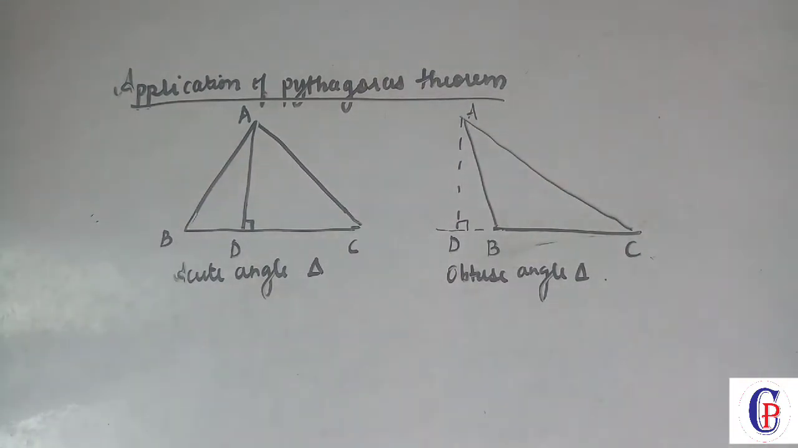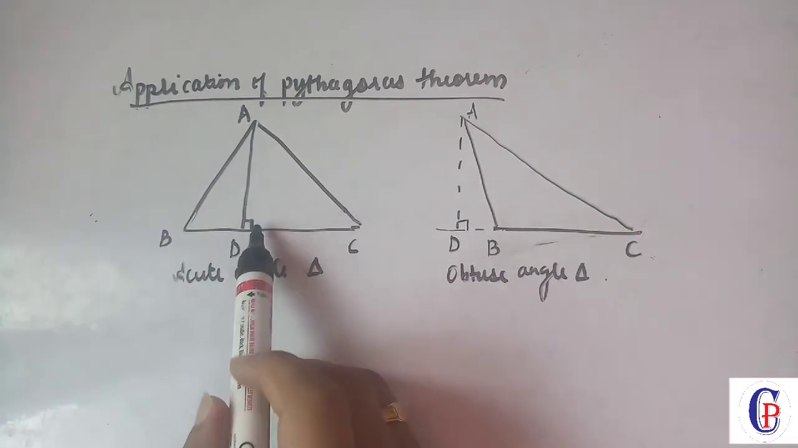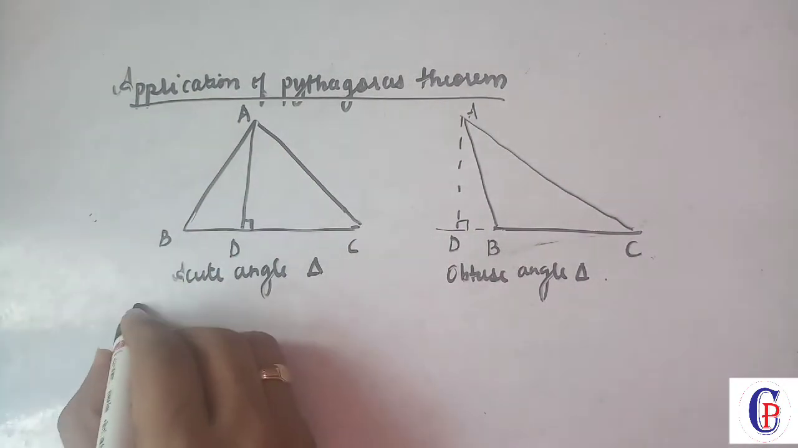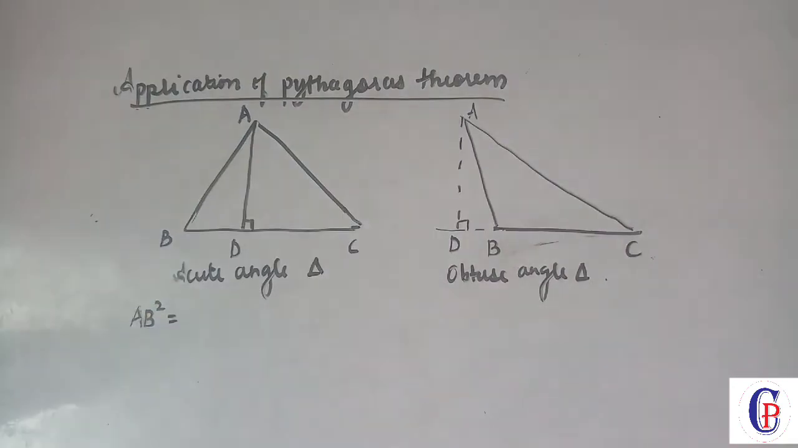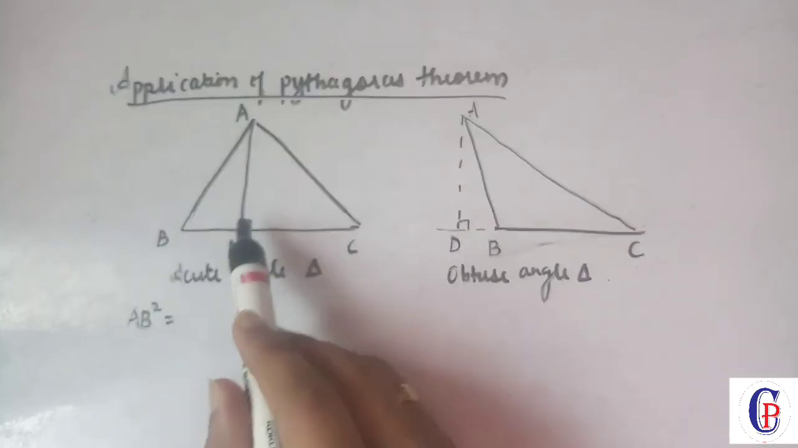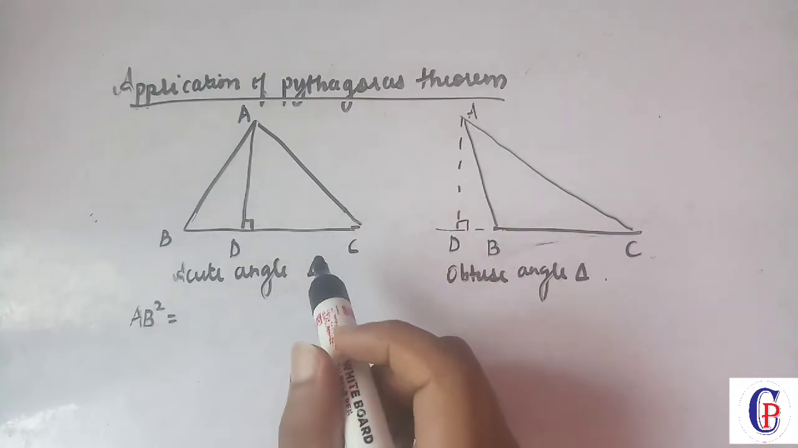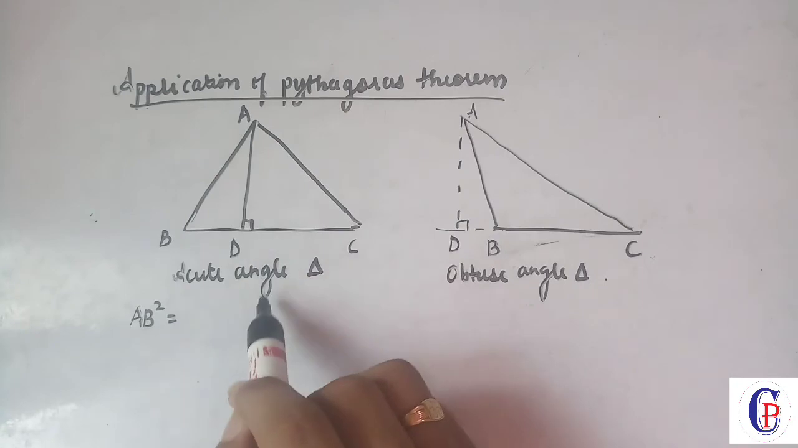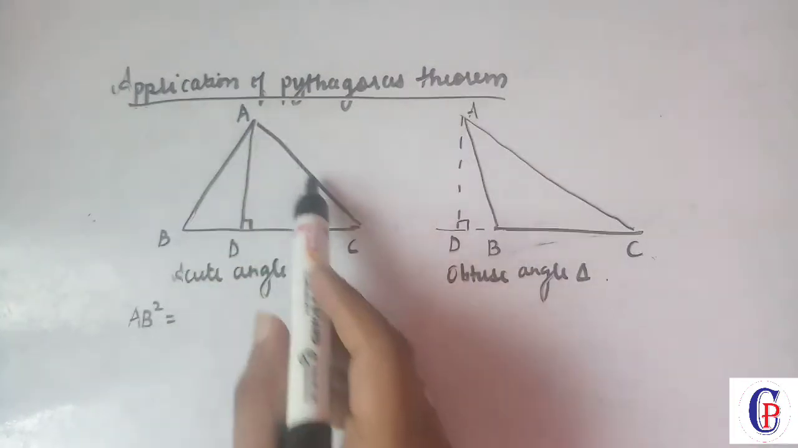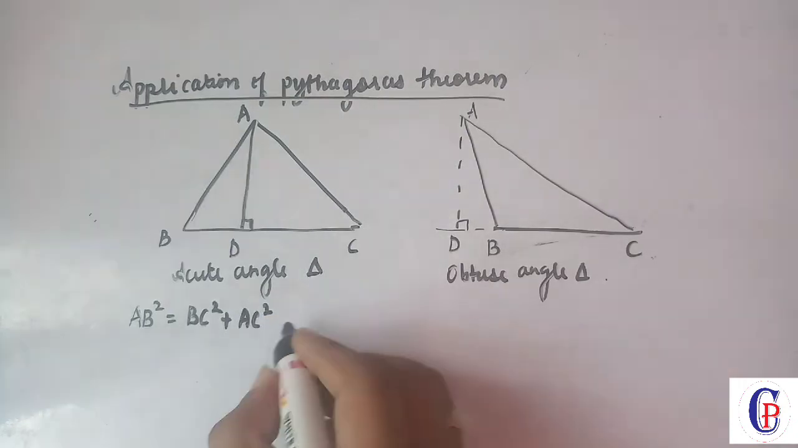Now what you will do here is, you have to see the side opposite to 90 degree. So it is either AC or AB. Let us take AB first, so we'll write AB square. The first thought process is that you see the side opposite to 90 degree, AB or AC, write any one of these, and then write the remaining two sides, BC and AC. So we'll write BC square plus AC square.